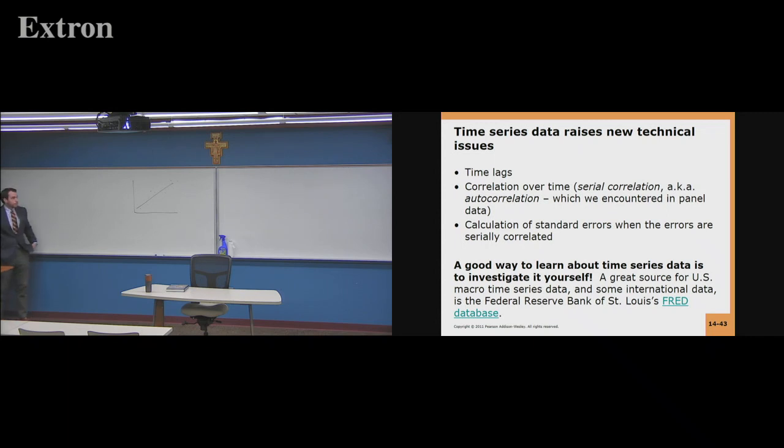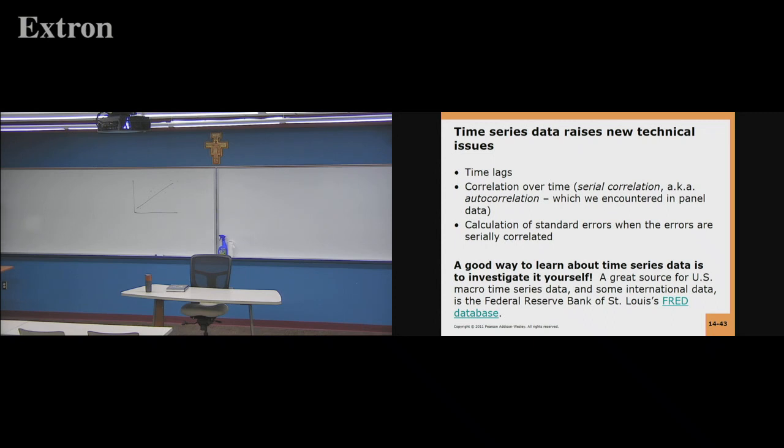So there are some new issues we're going to be dealing with in time series that we have not had to deal with in ordinary least squares regression. So we have time lags. We have a policy going into effect in one period, but that impact is spread out over multiple periods. So something we need to think about is how many lag variables should we include to account for the slow effect?